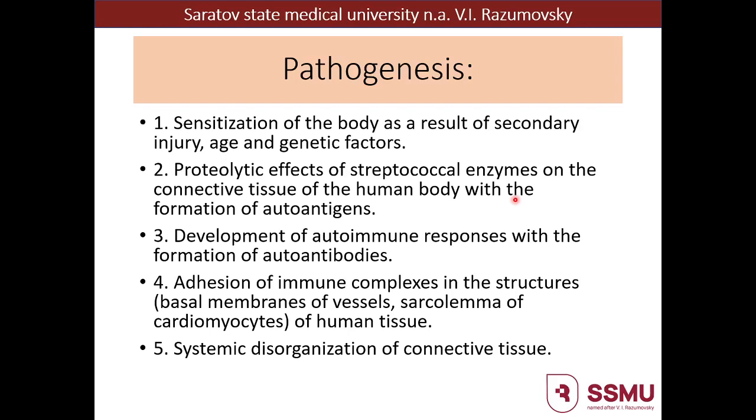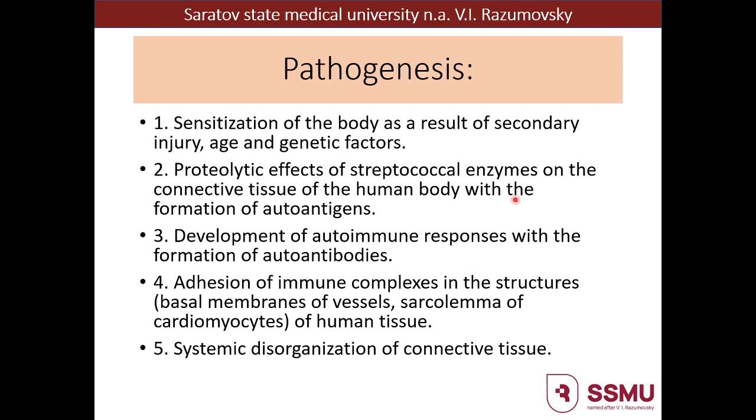Adhesion of immune complexes in the structures like basal membranes of vessels or column of cardiomyocytes and so on, and it may be just fibrils of connective tissue, maybe collagenous fibers, and adhesion of complexes will lead to accumulation of glycosaminoglycans, firstly in the place of this pathological process, and it will lead to edema and development of degeneration in this area. And after that, we may see steps of systemic disorganization of connective tissue.